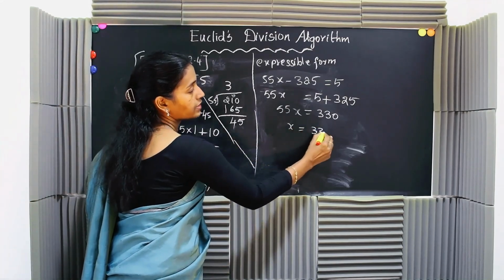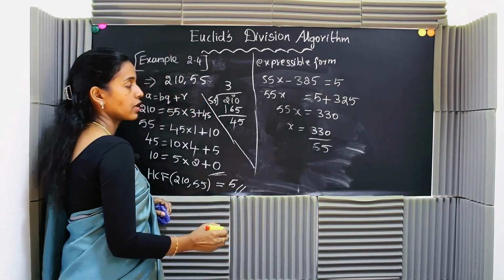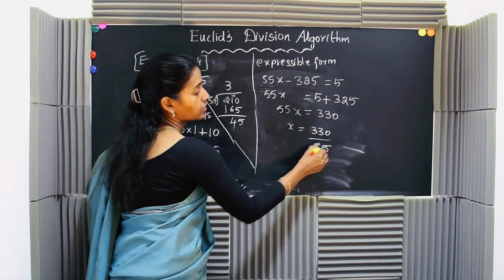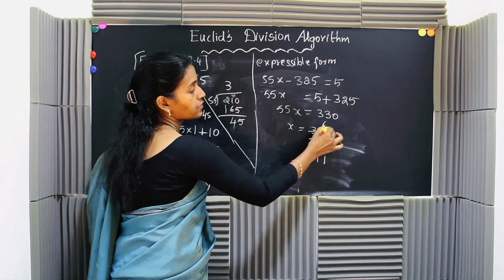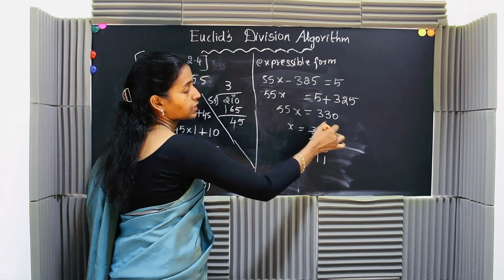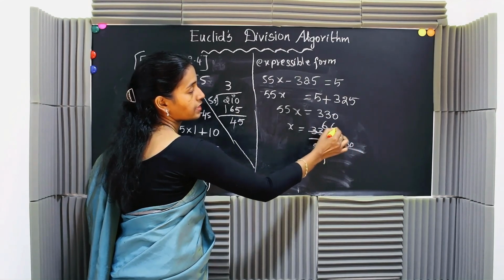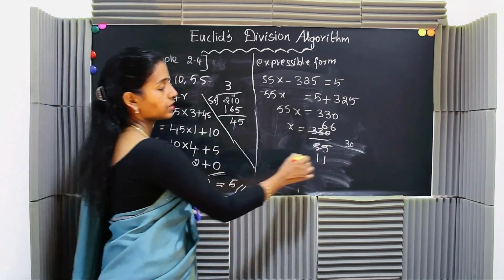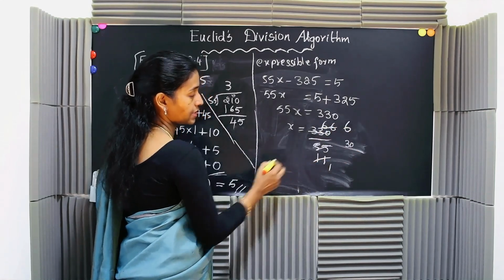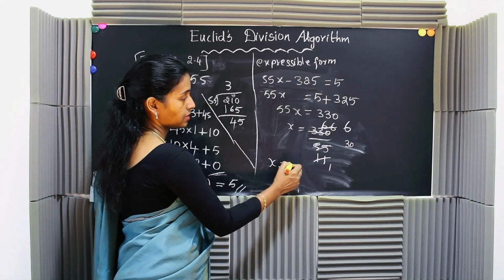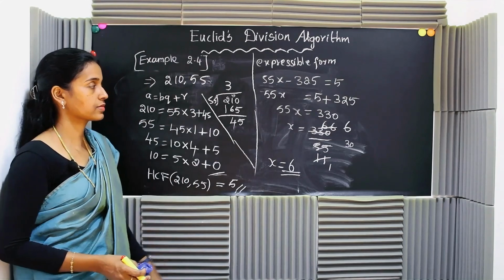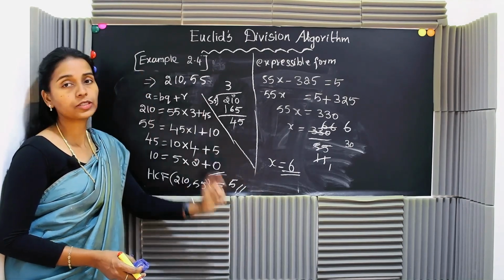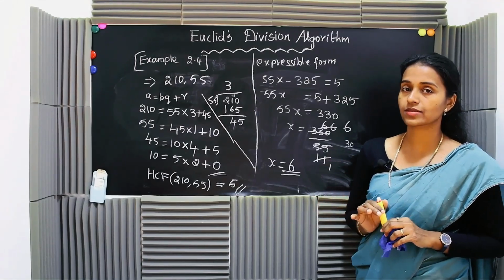Then x equals 330 divided by 55. If you simplify 330 by 55, what do you get? 6 fives are 30, and 6 elevens are 66. So the value of x is 6. Okay, this is the answer of example 2.4. This is a very simple problem.